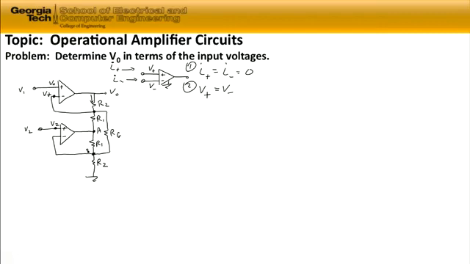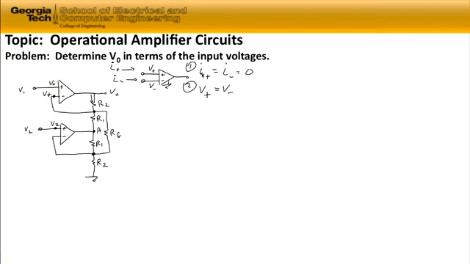So we're going to use our properties of the ideal op-amp to solve the circuit, namely that the currents into the op-amp are equal to 0 and the voltages at the inverting and non-inverting input are equal to one another.